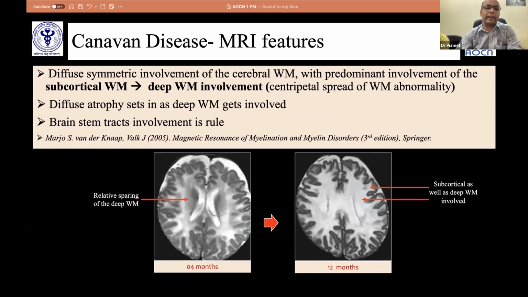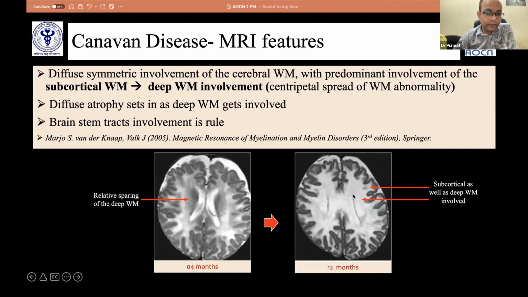Coming to the MRI features of Canavan's disease, there is a diffuse symmetric involvement of the cerebral white matter, which predominantly involves the subcortical white matter, and there will be progression from subcortical to the deep white matter, from outside to inside involvement. There will be relative sparing of the deep white matter initially. In this child at 4 months, there is some sparing of the deep white matter, but at 12 months of age, we find that there is involvement of both the subcortical as well as the deep white matter.